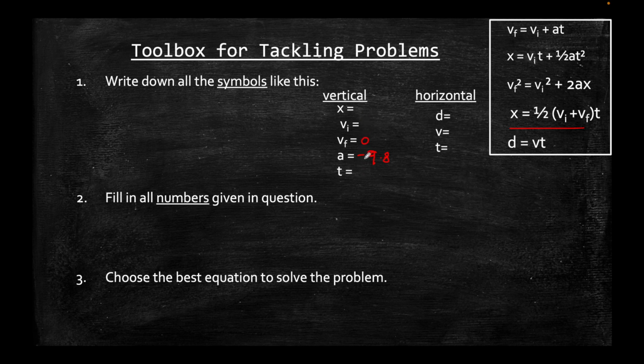Remember, you need 3 pieces of information. Maybe the time was 5 seconds. You need 3 pieces of information to solve for anything at all. If I have 3 pieces, I can use any of these formulas to find out what I need. For the horizontal, I will need 2 pieces of information to find out what I need. I need 2 for the horizontal.